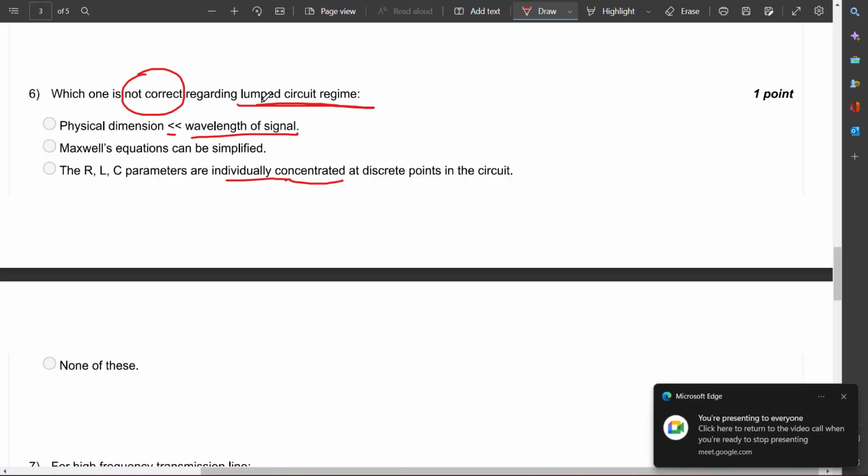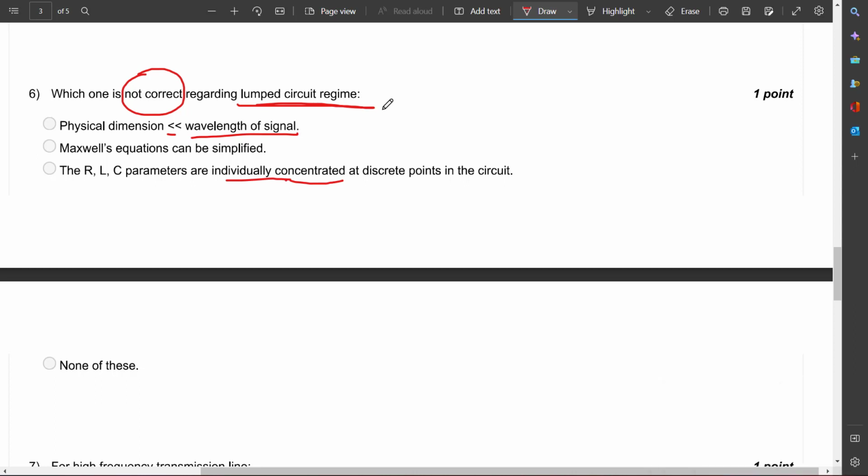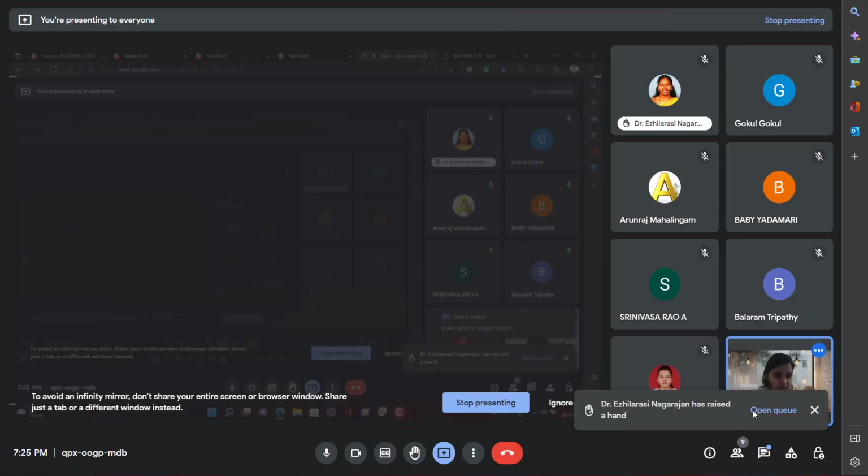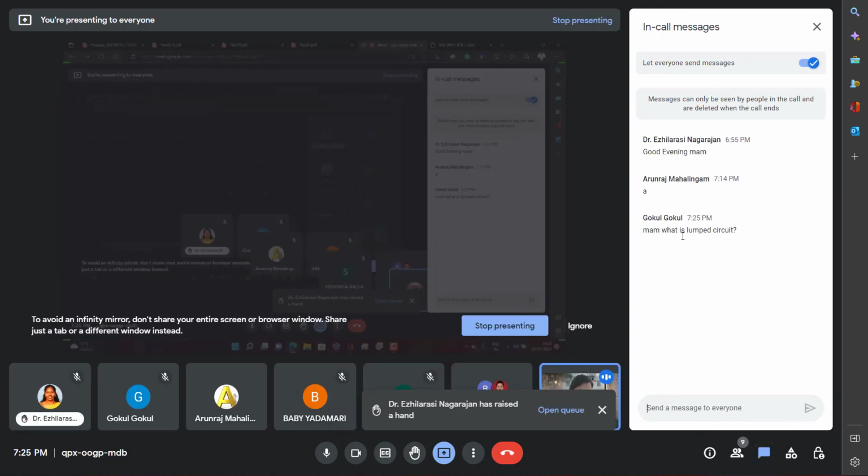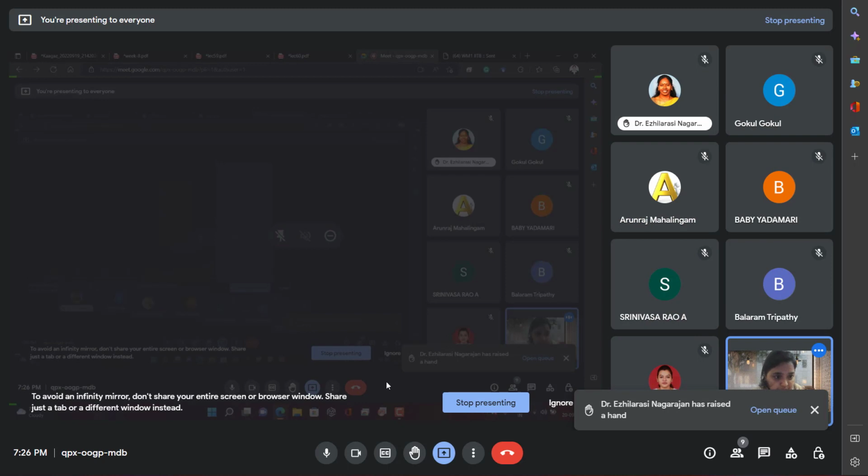It's a lumped circuit design. In our 11th and 12th as well, all the circuits that we study are lumped circuits, right? It's not a distributed circuit. Okay, I will first tell you what lumped circuit means. Someone has messaged me something. What is a lumped circuit? Can you see my hands? Yeah, I think my hands are visible.